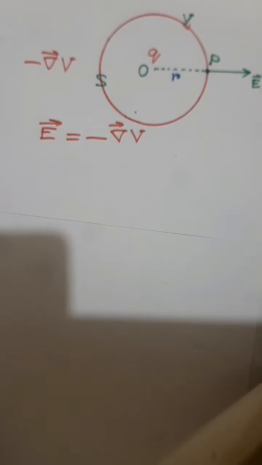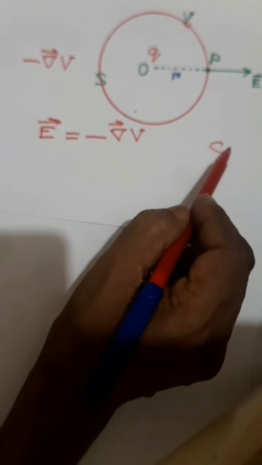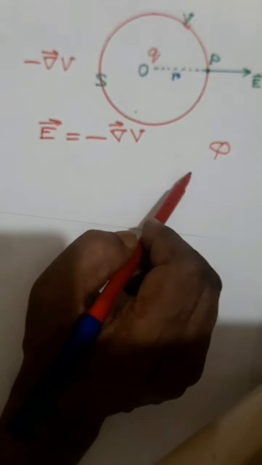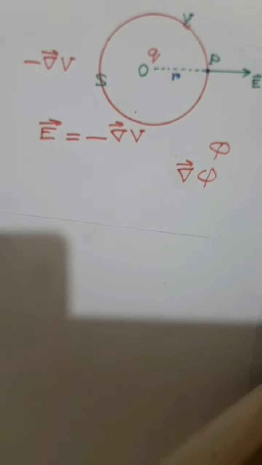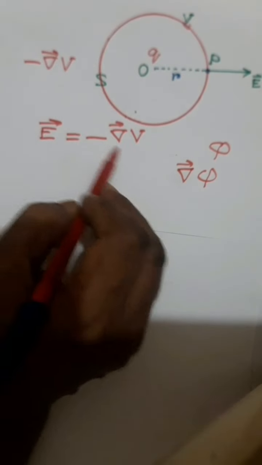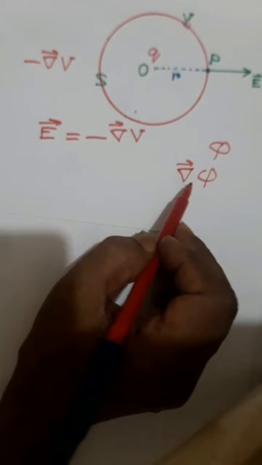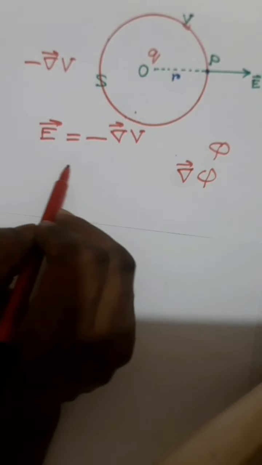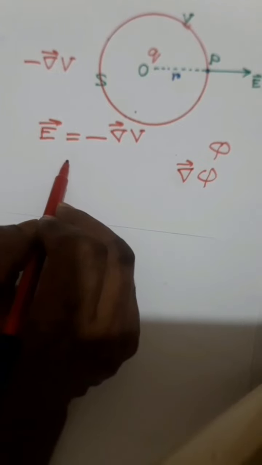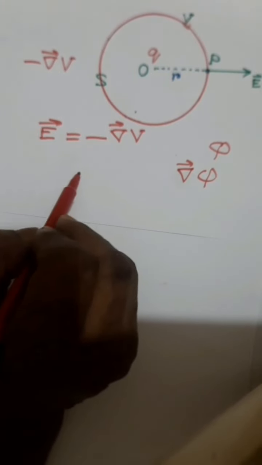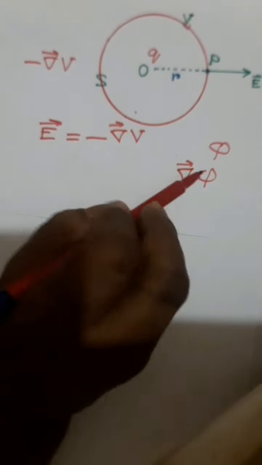Thus, gradient of a scalar function, a scalar quantity phi, gives us a vector quantity grad phi. Physically, del phi is the rate of change of phi at the point P considered along the normal to the surface where phi is constant.